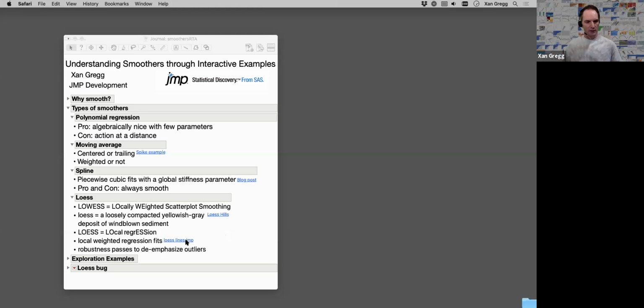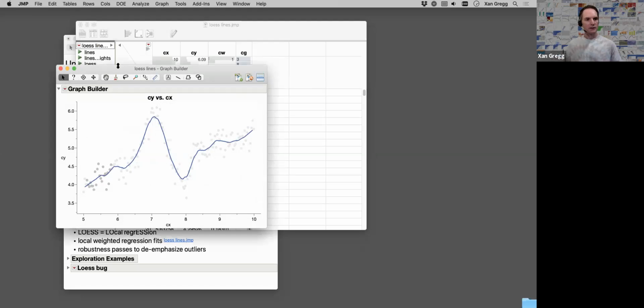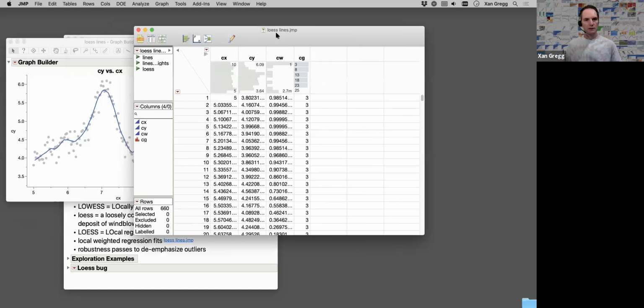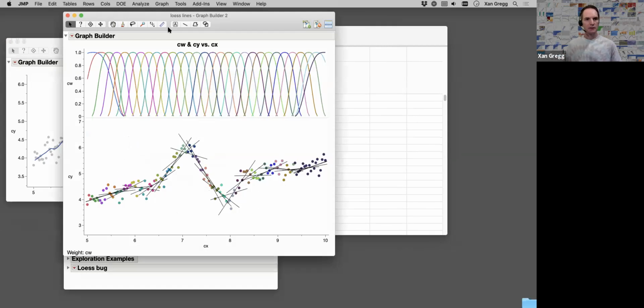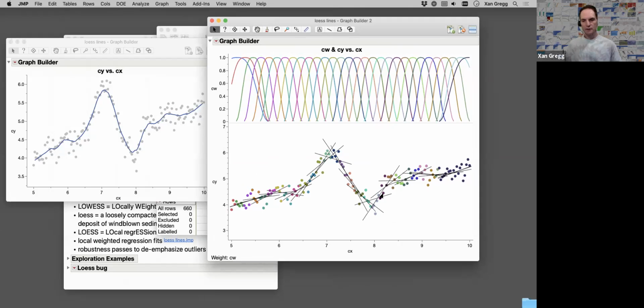I made a little example here. It's basically a lot of little fits. The gray dots are the raw data. This is actually a data set from Cleveland's book, and the blue line is the loess smoother. So, it's basically a lot of little local fits. That's the idea of the name there. So it's a lot of linear local fits in this case.